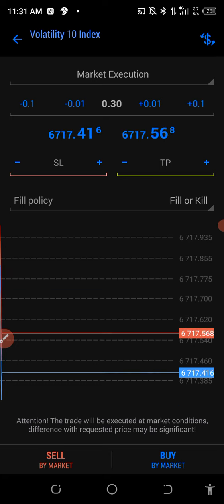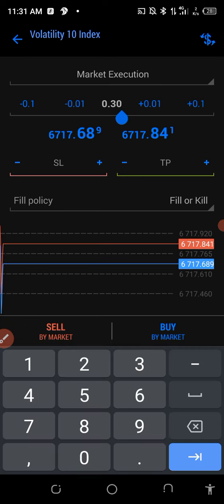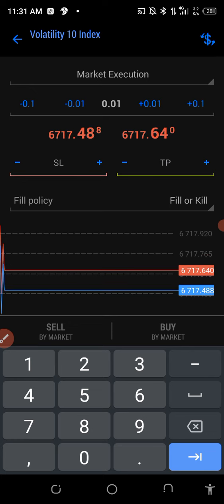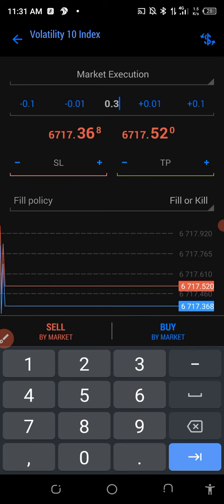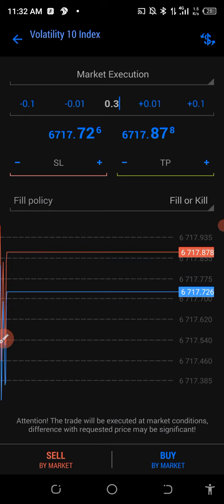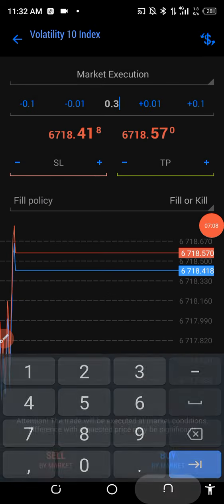But here, what is the minimum you can actually use? You cannot take it to 0.001. 0.001 will not work. But I take it to 0.30 for it to now give me an option to buy and sell. So those are the differences.